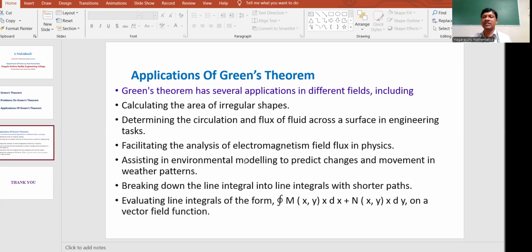breaking down line integrals into shorter paths, and also evaluating the line integral of the form integral over the closed curve of M(x, y) dx plus N(x, y) dy on a vector field function.